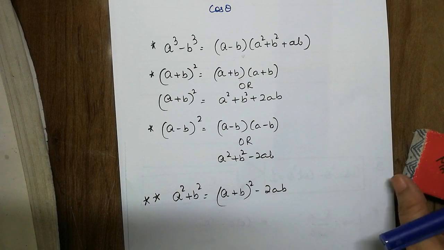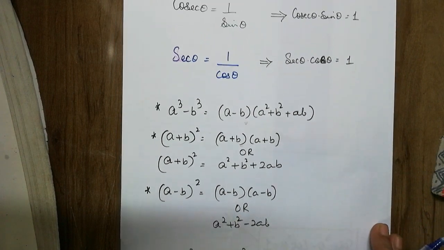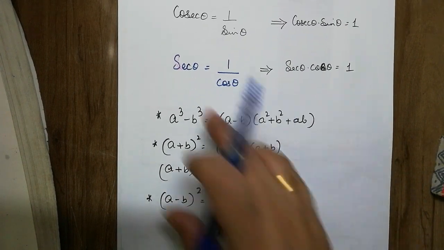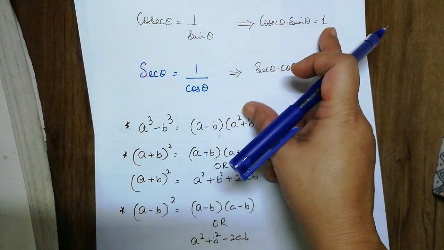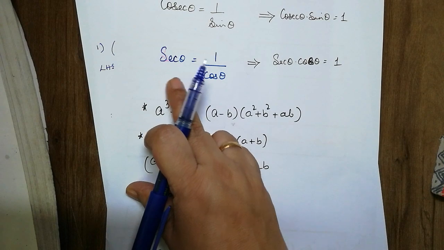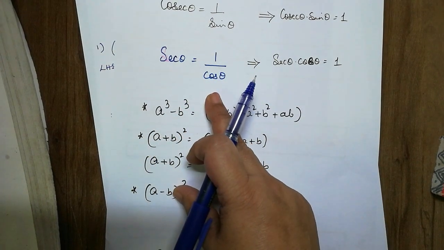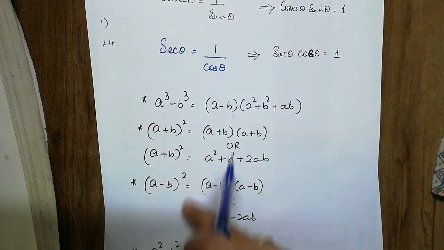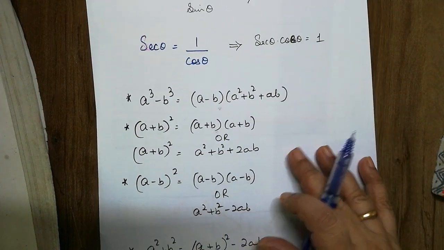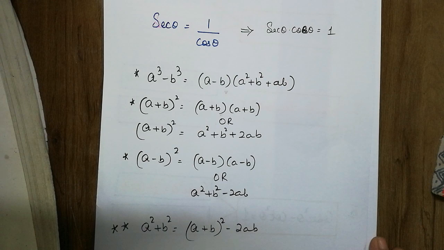And some more important things we need to know here is cosec theta is 1 by sin theta, that is cosec into sin is 1. Then next secant theta equal to 1 by cos, secant into cos is 1. And these are the algebraic identities we will be requiring.